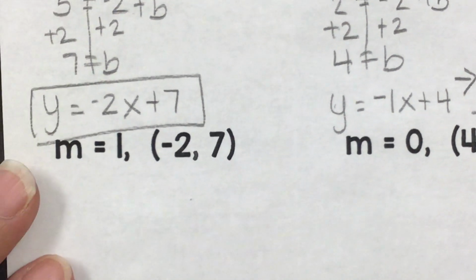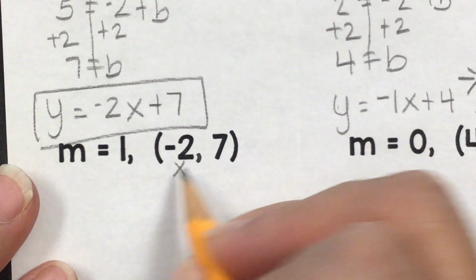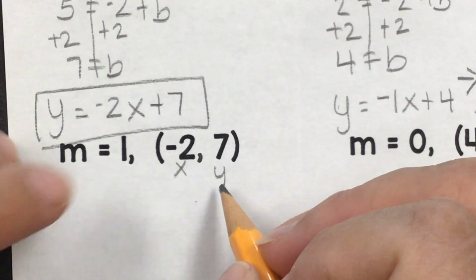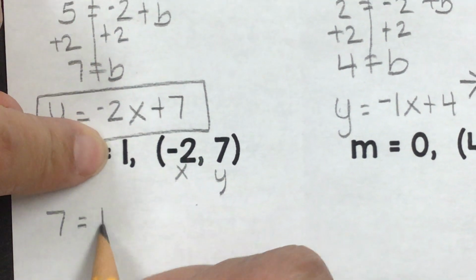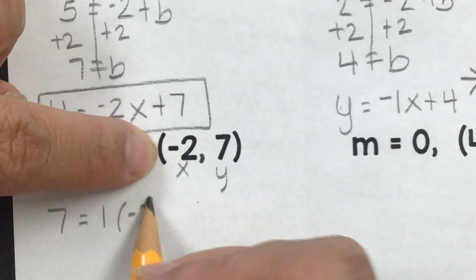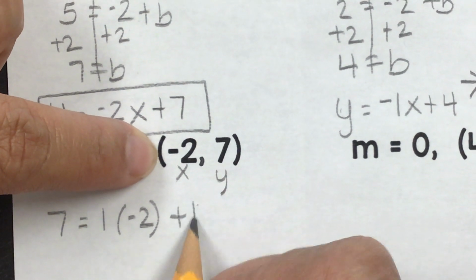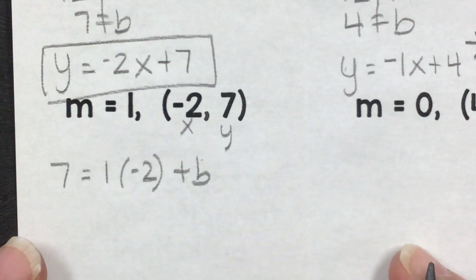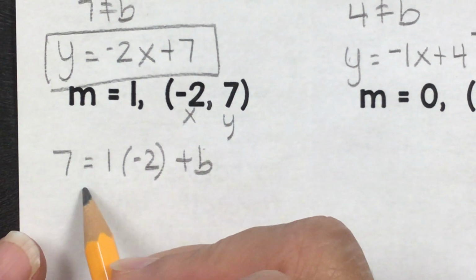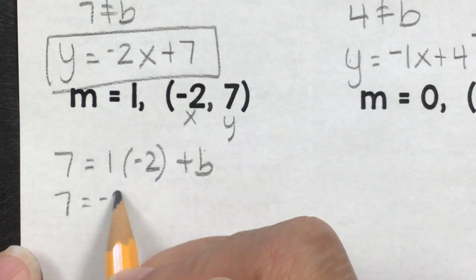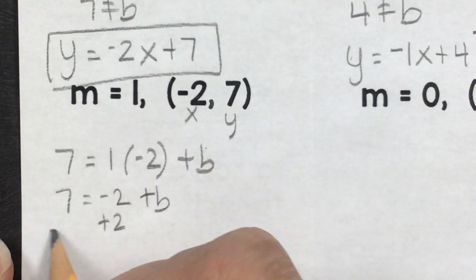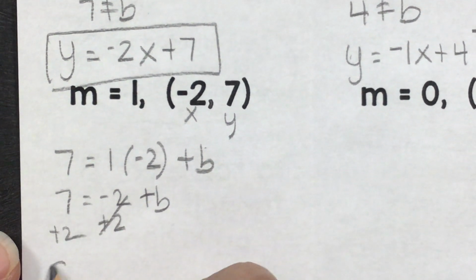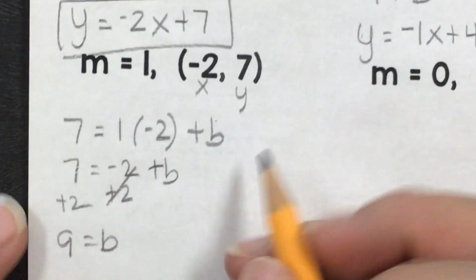All right, next. This is the x value. This is the y value. Y is equal to m x, and then we write plus b. Seven is equal to negative 2 plus b, plus 2 to both sides. 9 is equal to b.